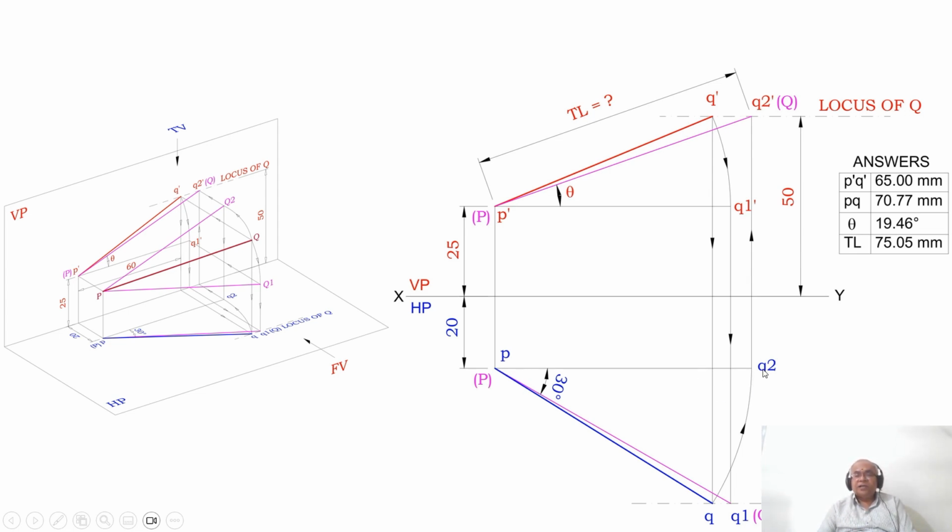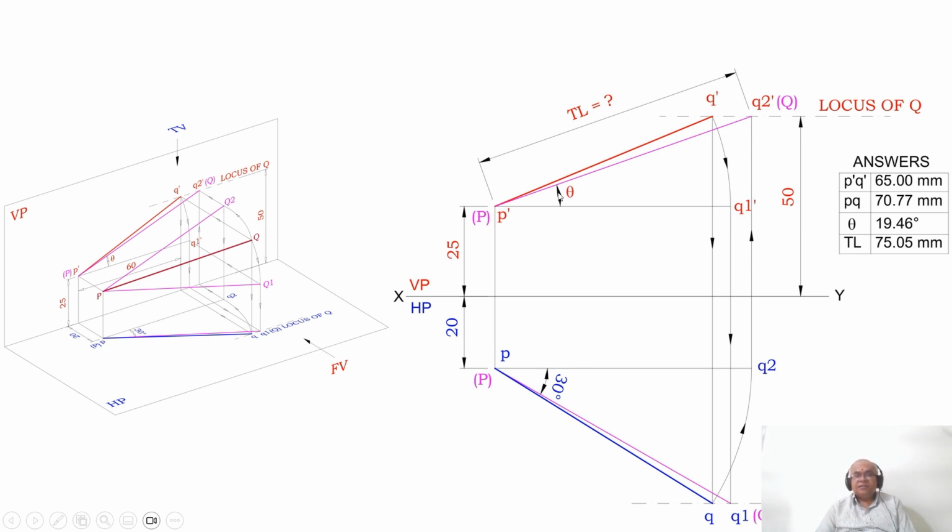Now the line is parallel to XY in the top view. Then you project this point directly onto the locus of Q in the front view. So join and mark that point as Q2 dash, and since this is capital P and this is capital Q. Why? Because the top view line is parallel to the XY line, therefore its corresponding front view, P dash Q2 dash, is parallel to XY. In the top view, that line is PQ2, so it is going to be the true length in the front view. So you got this line.